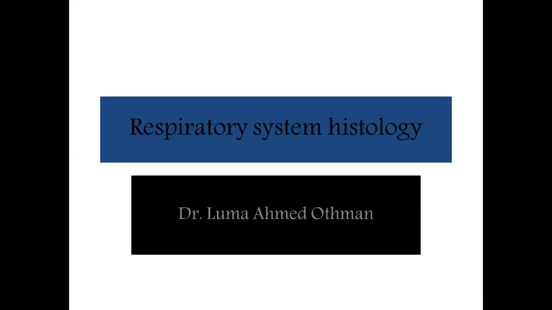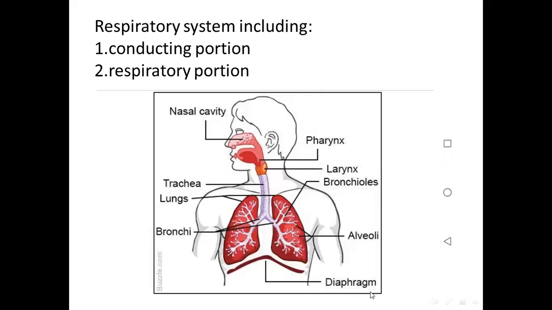Today we will explain a new system. It's respiratory system histology, and we're starting by saying that the respiratory system includes two portions, starting with the conducting portion until it reaches the respiratory portion.